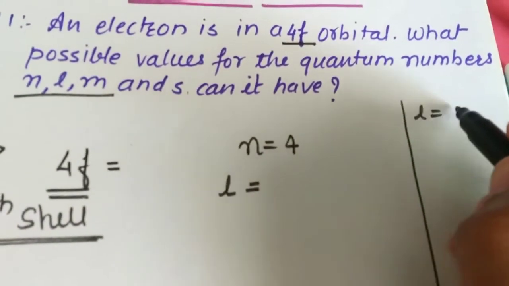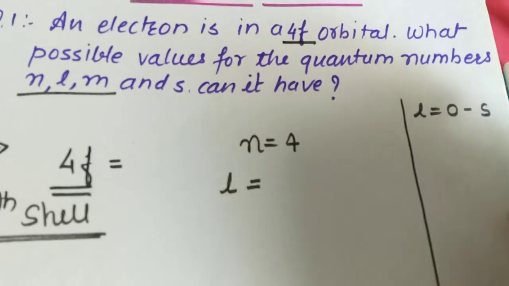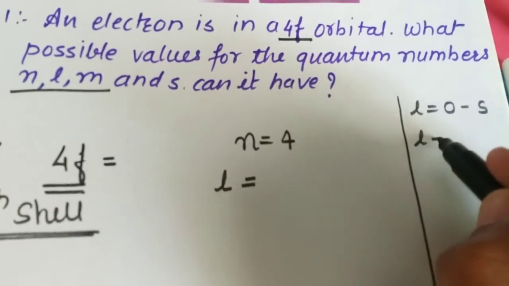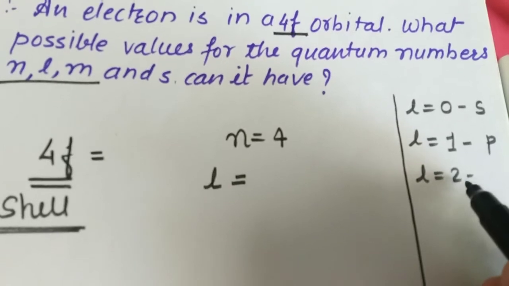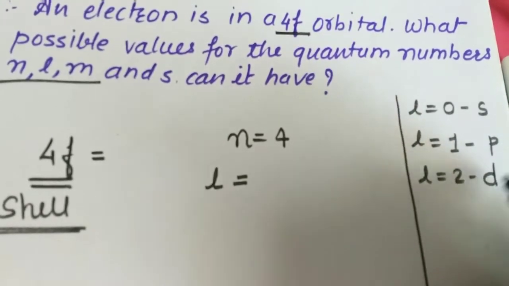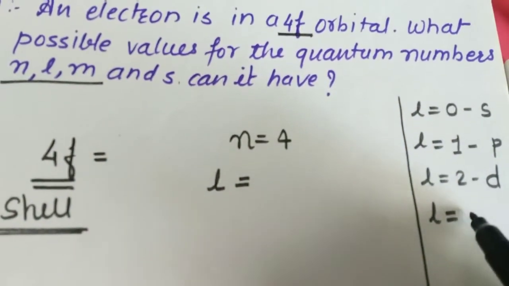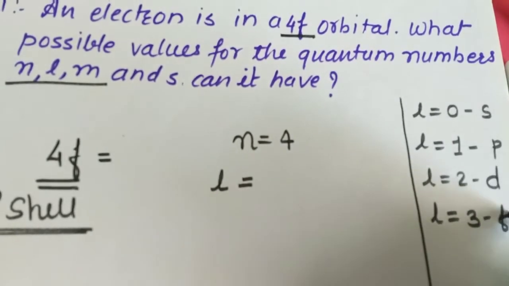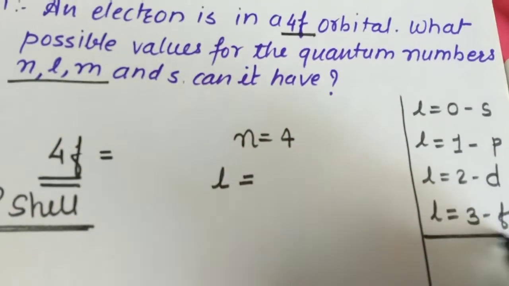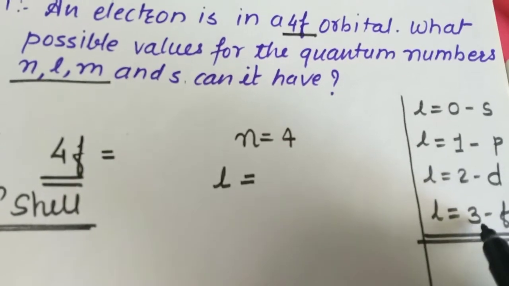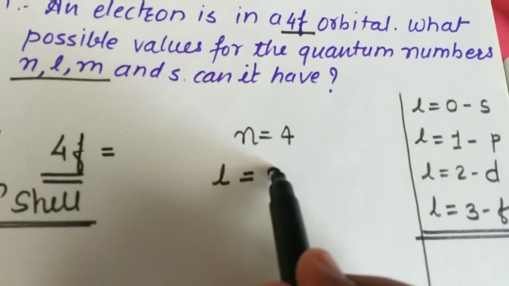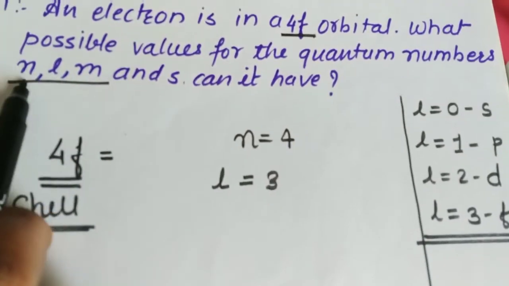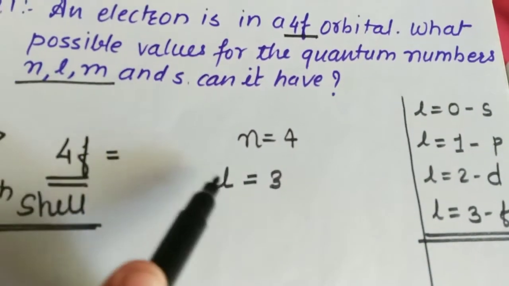if the value of l is equal to 0, then it is the s subshell. If the value of l is 1, then it is p. If the value of l is equal to 2, then it is the d subshell. If the value of l is equal to 3, then it is the f subshell. And the value of f is 3. That's why l is equal to 3. So we got the value of n, that is 4, and l is equal to 3.